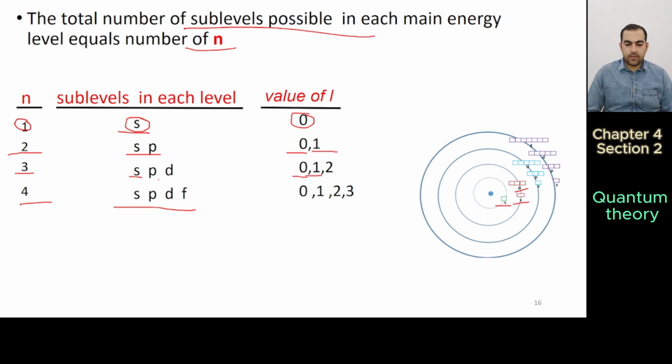P sublevel is described by 1, and D is described by 2. Also for S, P, D, F: 0, 1, 2, 3. 3 is for the F sublevel. Okay.